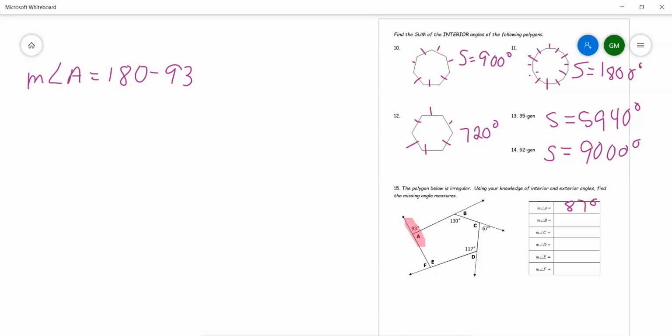All right, so now let's find the measure of angle B. Angle B is going to be supplementary to a 130-degree angle. So the measure of angle B is equal to 180 minus 130, and 180 minus 130 is 50.